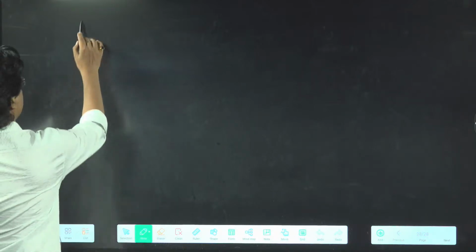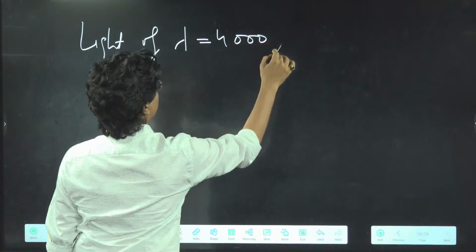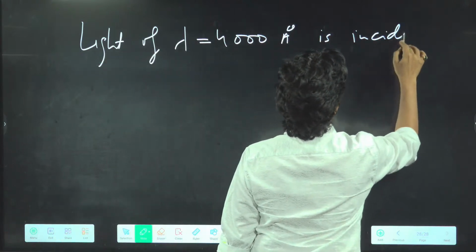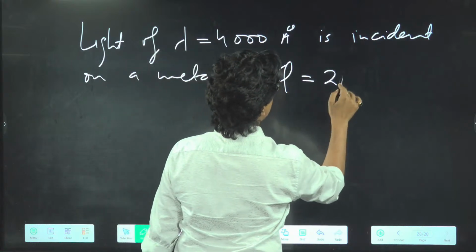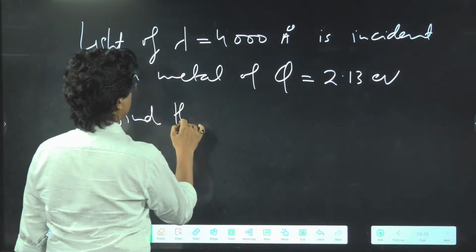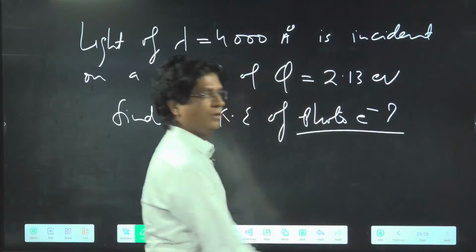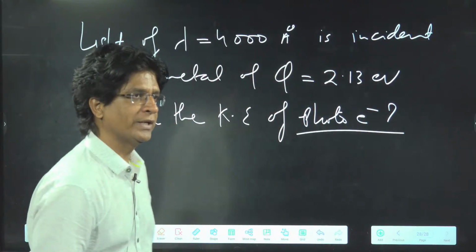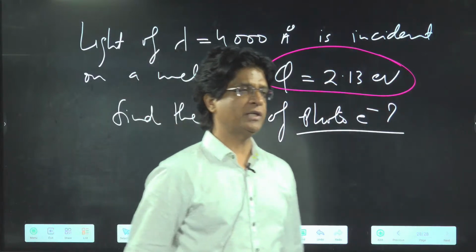So let's do one more question. Come on, boys and girls. Let's do one more question, and that question is that light of lambda equal to 4000 angstrom is incident on a metal of phi equal to 2.13 electron volt. Find the kinetic energy of the photoelectron ejected. Come on. Now again, there is energy which is mentioned in terms of electron volt. So can we handle that?